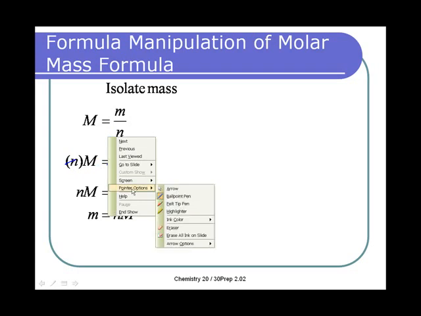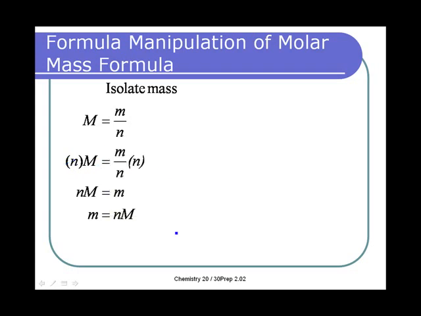When you multiply both sides by the number of moles, on the right side, moles cancel out. That isolates M, but you want to isolate N. So the next thing you're going to do is divide both sides by mass.